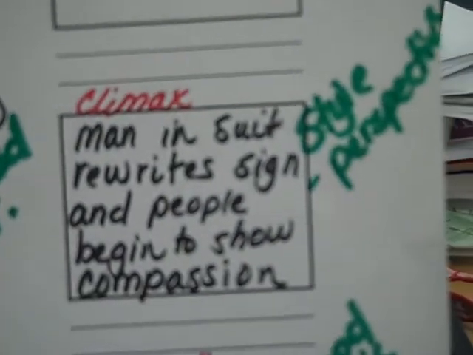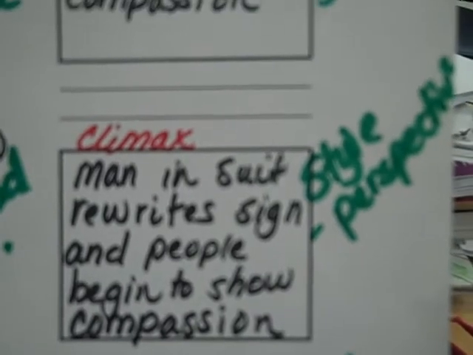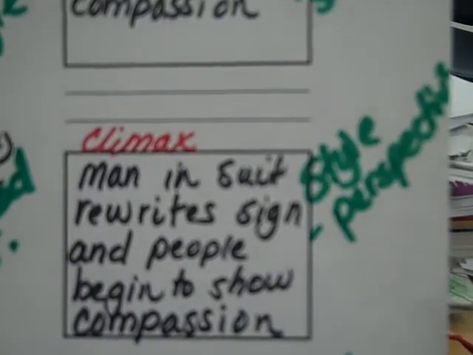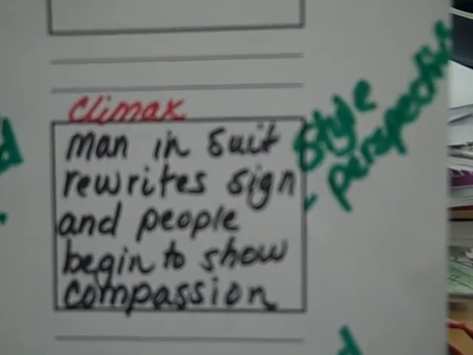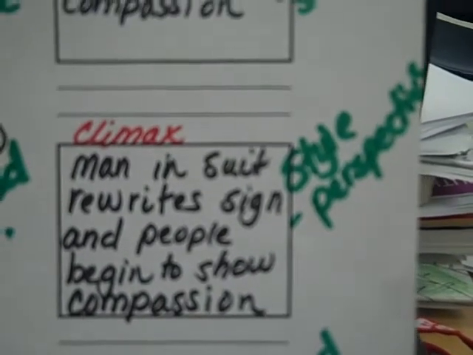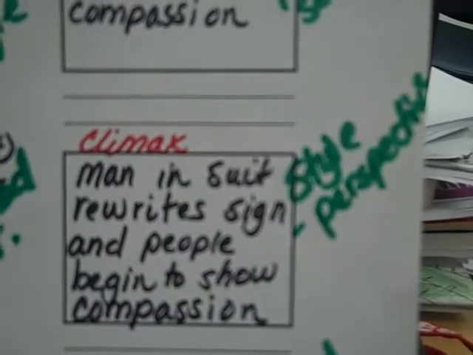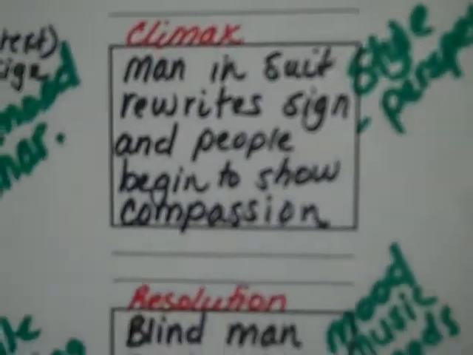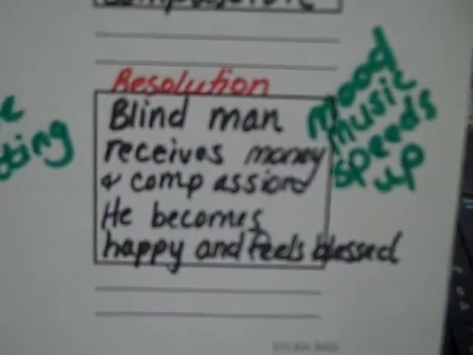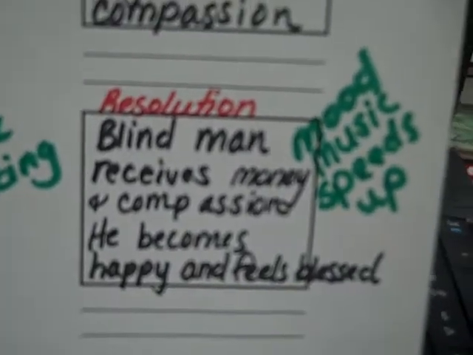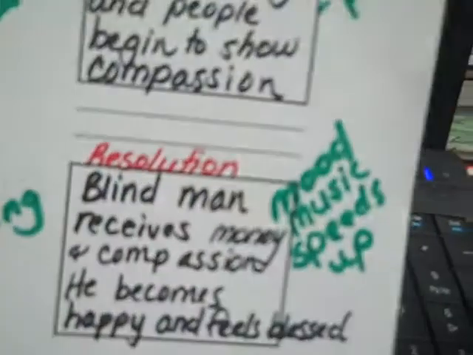Climax. This is the major event. This is what solves the problem and starts us to end the film. But the man in suit rewrites this sign, and people begin to show compassion. And the style here is huge. The perspective, the camera angle is definitely used to make this piece pop and come alive. Then it ends with the blind man receiving the money and compassion, and he becomes happy and he feels blessed.